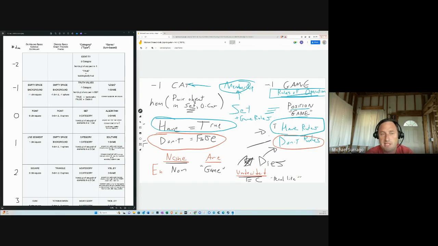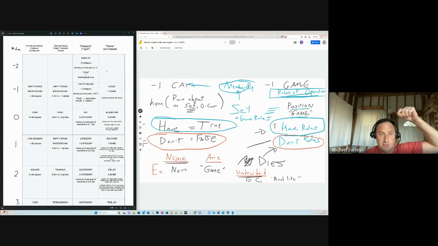So it might be the case that in the original chart, games actually have several distinct -1 and -2 levels. Just as there are distinct types of games, even at the 0-dimensional, 1-dimensional, 2-dimensional level, there are not distinct types of sets. Sets are just sets.